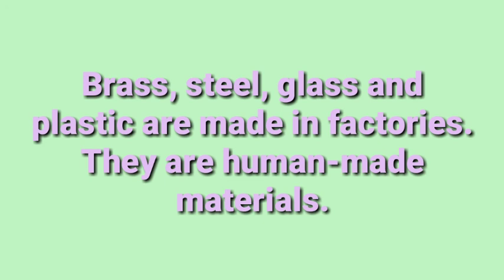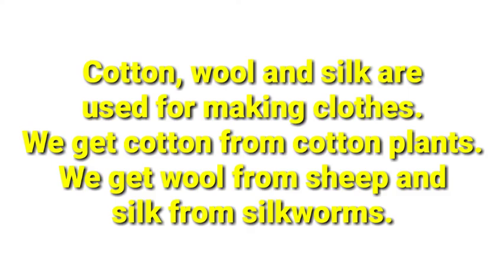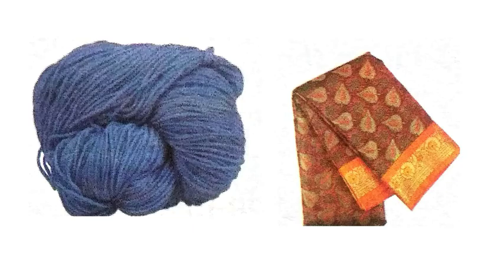Cotton, wool and silk are used for making clothes. We get cotton from the cotton plants. We get wool from the sheep and silk from the silkworm. With the help of wool, we are making woolen clothes to cover our body in the winter season. And with the help of silk, we are making silk saris.